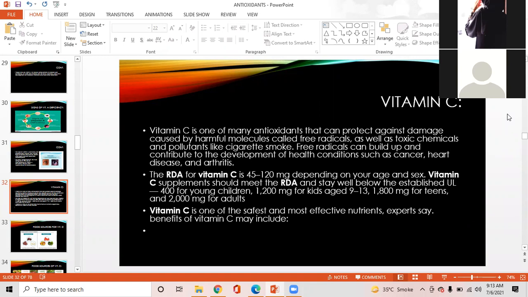Vitamin C supplements should meet the RDA and stay well below the established upper limit, that is 400 milligrams for young children, 1200 milligrams for kids aged 9 to 13 years, 1800 milligrams for teens, and 2000 milligrams for adults. These are the upper limits for doses. Vitamin C is one of the safest and most effective nutrients.